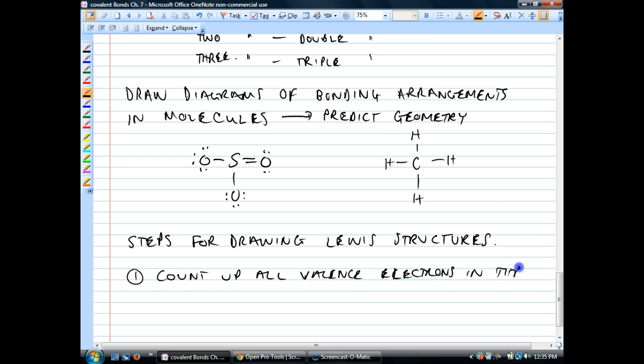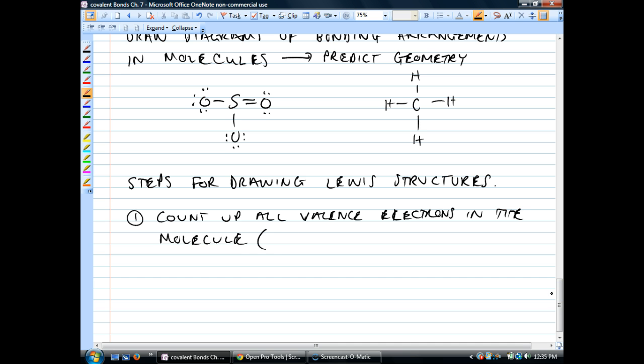In the molecule. And then we have to add a little extra thing on here. We're going to add electrons for anions, because these might be polyatomic anions, in which case you have to add electrons, or subtract for cations. All right?